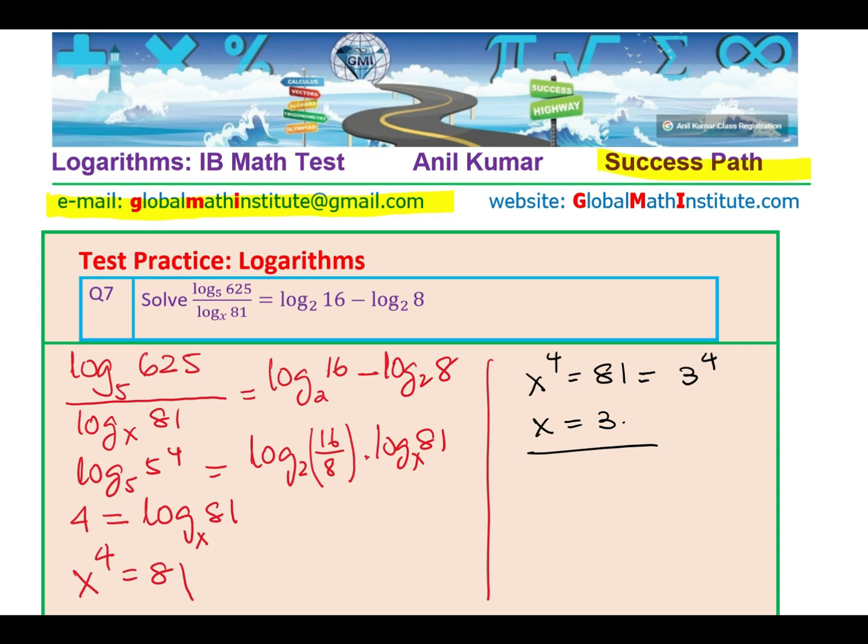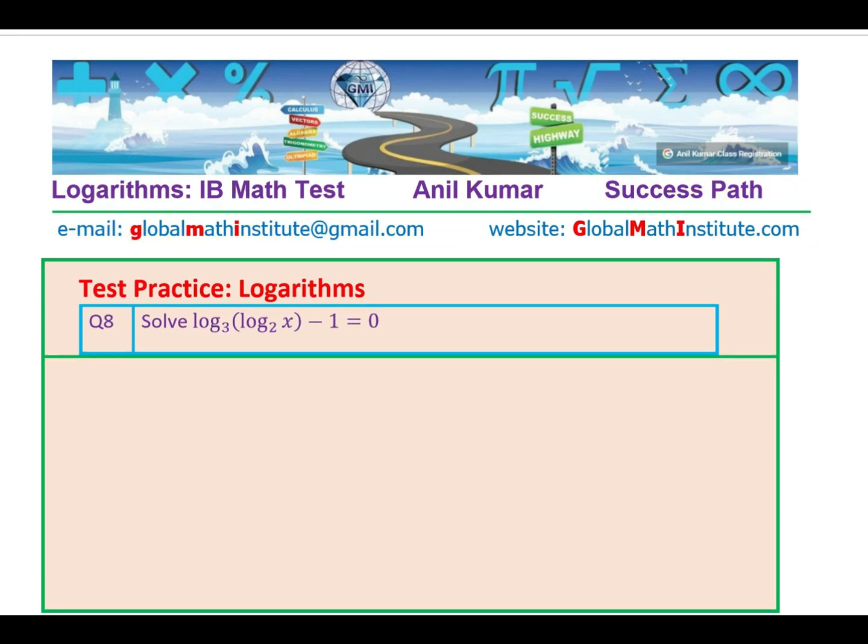Perfect. So last 3 questions. Question number 8. So this question can be new for some students. We have nested logarithms now, right? So log to the base 3 of log to the base 2 of x minus 1 equals 0. Let's take 1 on the other side. So we get log to the base 3 of log to the base 2 of x equals 1.